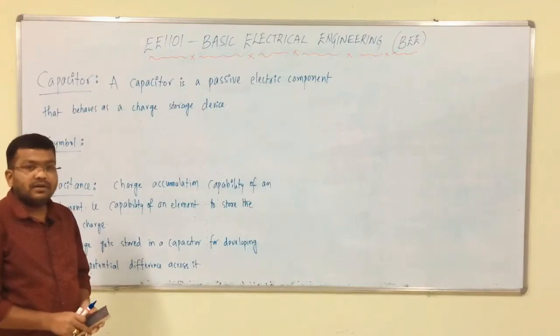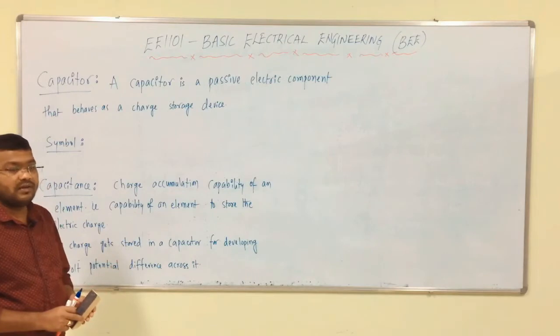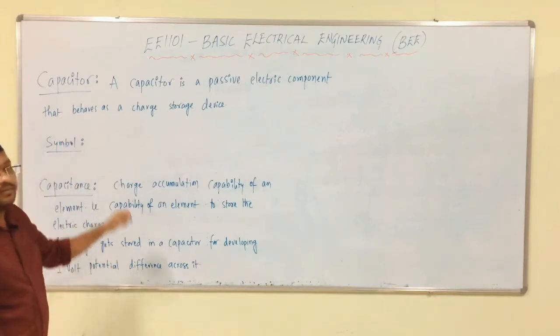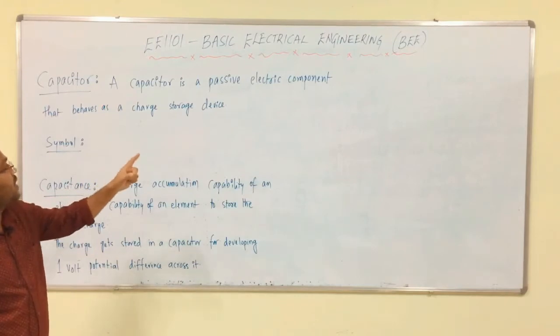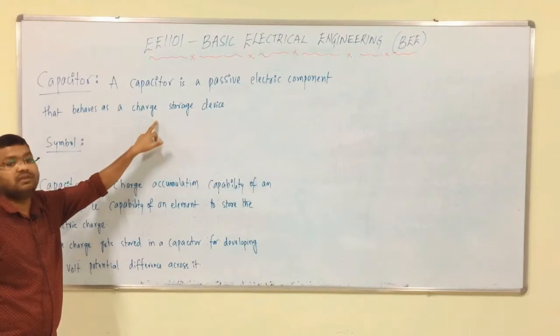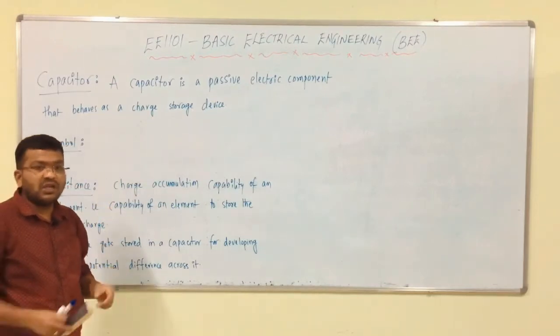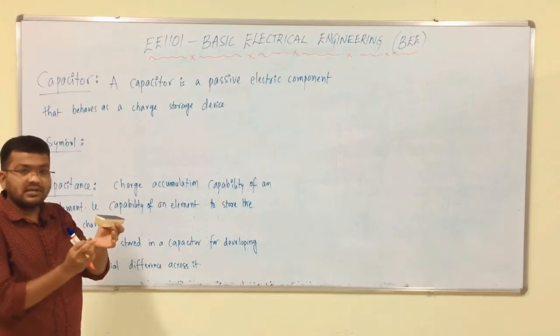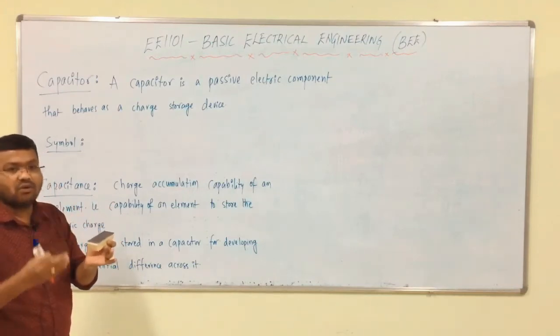Hello everyone, today I would like to discuss the last component of electric devices, that is the capacitor. So, what is a capacitor? A capacitor is a passive electric component that behaves as a charge storage device. It means that when we provide some potential difference across a device, it has the capability to store charge. That device is called a capacitor.